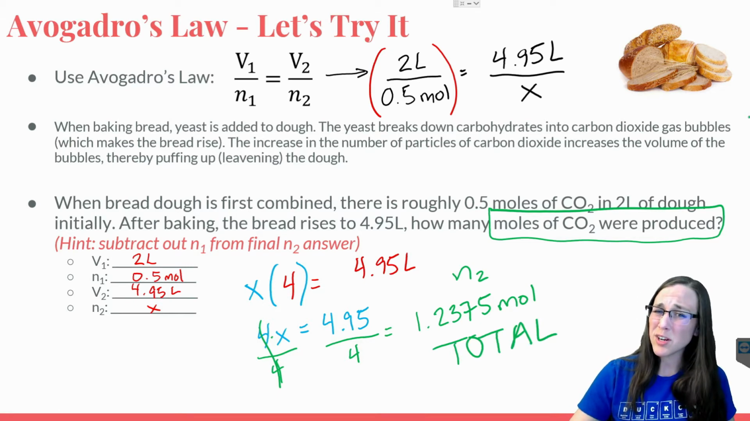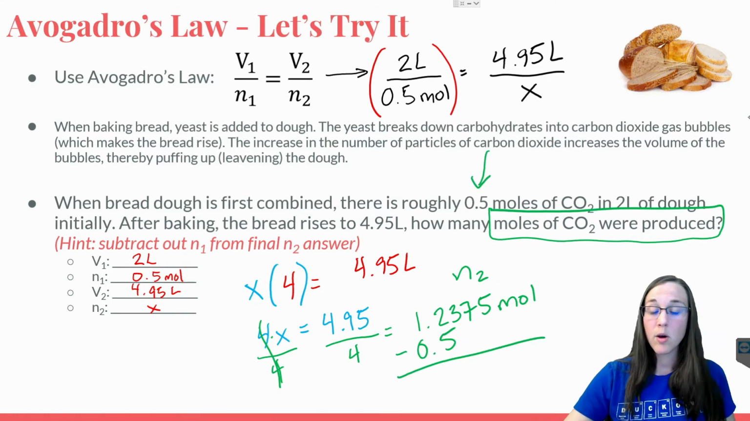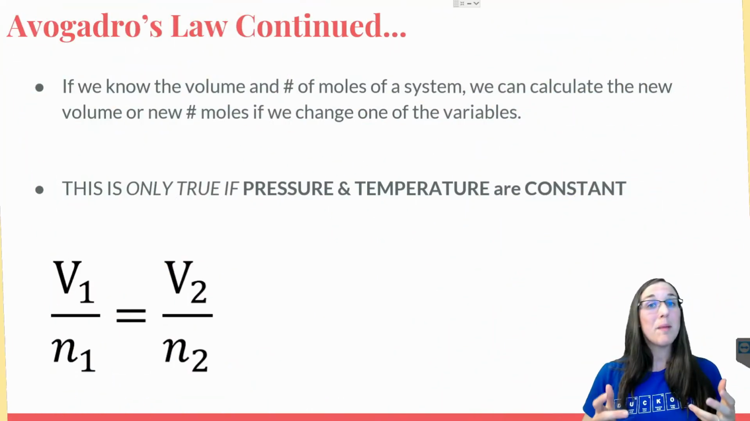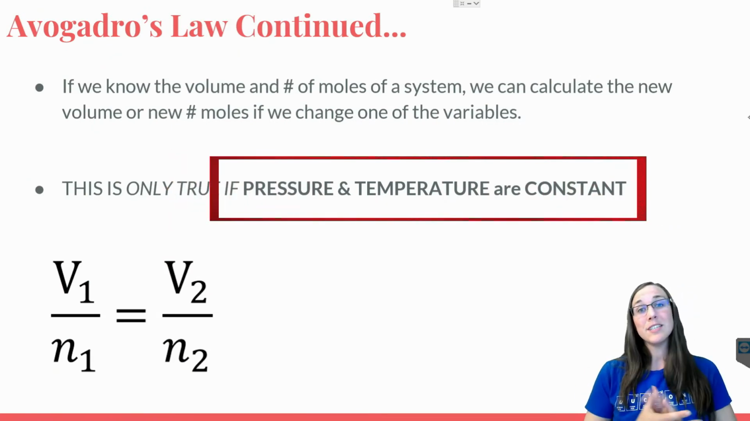We already started with 0.5 moles, so we need to subtract out the 0.5 in order to figure out how much was produced. Once we've subtracted out the 0.5 that we started with, we end up with 0.7375 moles of CO2 gas was produced during the reaction. Remember that Avogadro's law can only hold true if the pressure and temperature are constant.